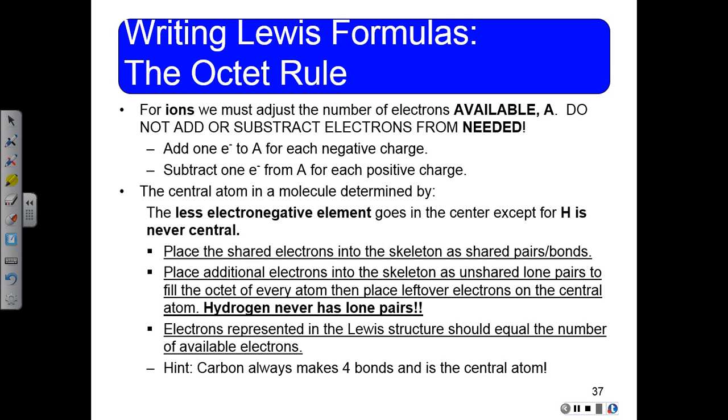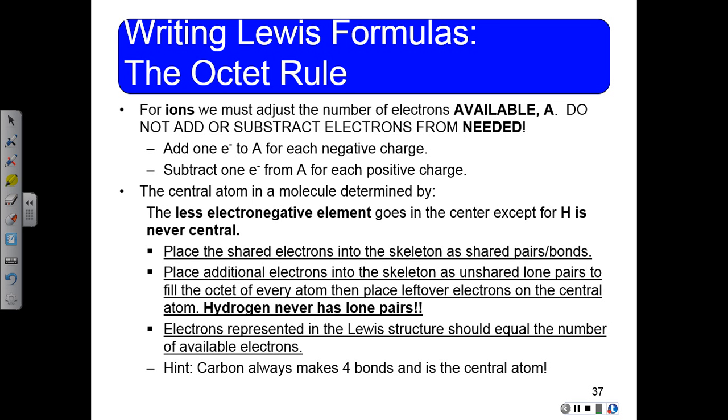So if you have a plus charge, what do you think you're going to do in your available column? Are you going to subtract or add an electron? Subtract, exactly. If you have a negative charge, that means your compound gained an electron, so you're going to add an electron.